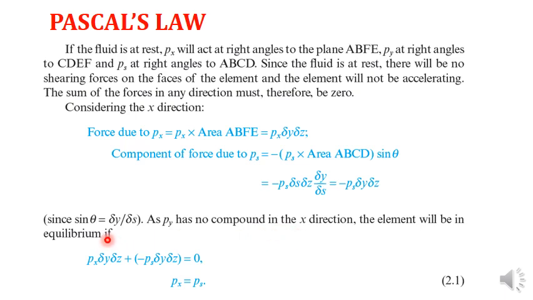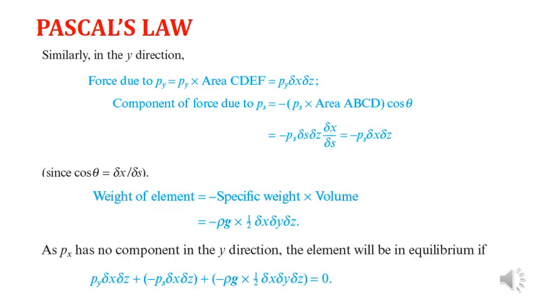As py has no component in the x direction, the element will be in equilibrium if... Now py is applying in the y direction, so this normal force we will consider in the equilibrium conditions for the forces along the y-axis. Here only the x directional forces are needed. So only two forces are applying on this differential element along the x direction: px delta y into delta z, the first one, and the second one, minus ps delta y delta z, the component of ps in the x direction. Now if we simplify this equation, we get px is equal to ps.